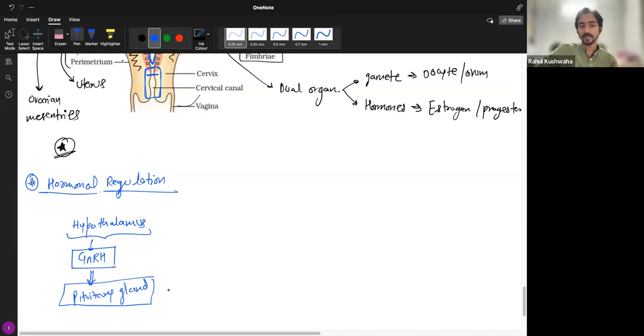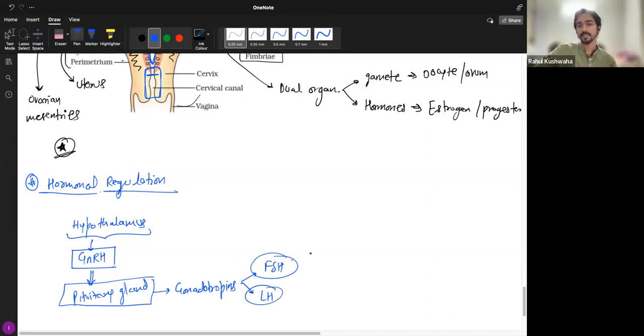Now this pituitary gland will release gonadotropins, which are the hormones from the pituitary, and they are the same as they are in the male. So there are two basically, FSH and LH. The name fits better in the female system because FSH stands for follicle stimulating hormone, and the ovum has follicles around it. LH is luteinizing hormone, to luteinize, like to release the ovum.